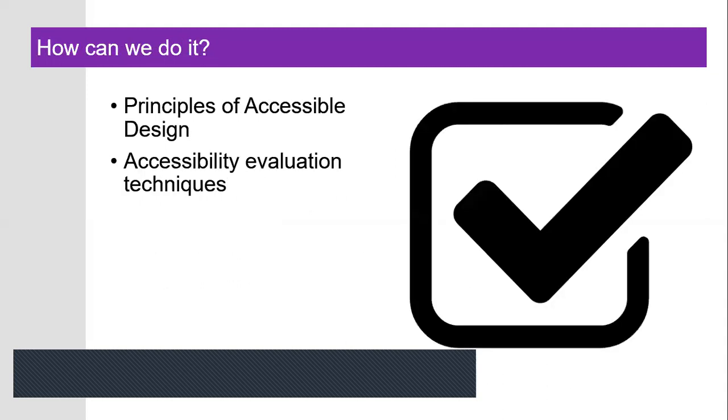So how can we do it? How can we create content that people with disabilities can perceive, operate, and understand, and works across a range of technologies? Well, that's a pretty tall order. There's no way we can address the entire diversity of the disability experience and all of the different types of web content. So we're going to focus instead on a few fundamental web accessibility principles.